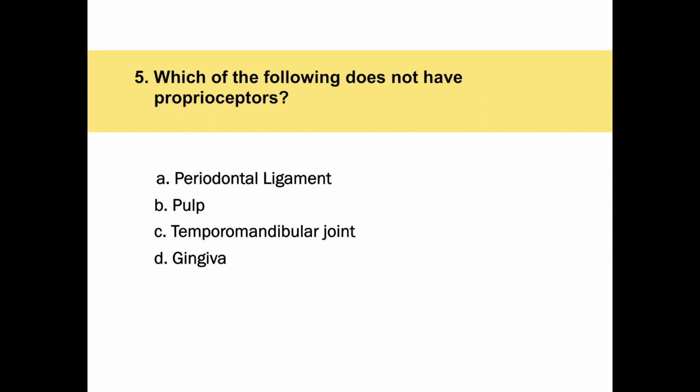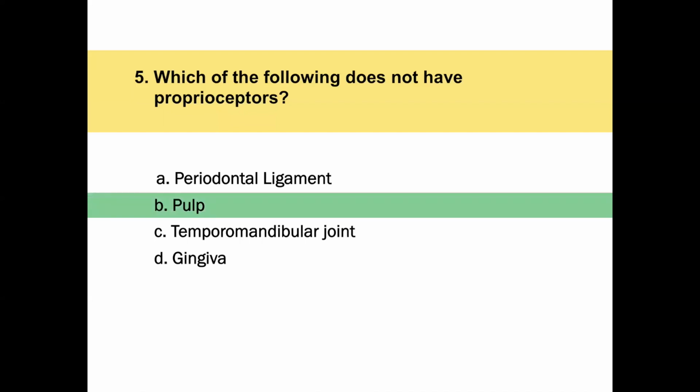Which of the following does not have proprioceptors? A. Periodontal ligament, B. Pulp, C. Temporomandibular joint, D. Gingiva. Answer B. Pulp.